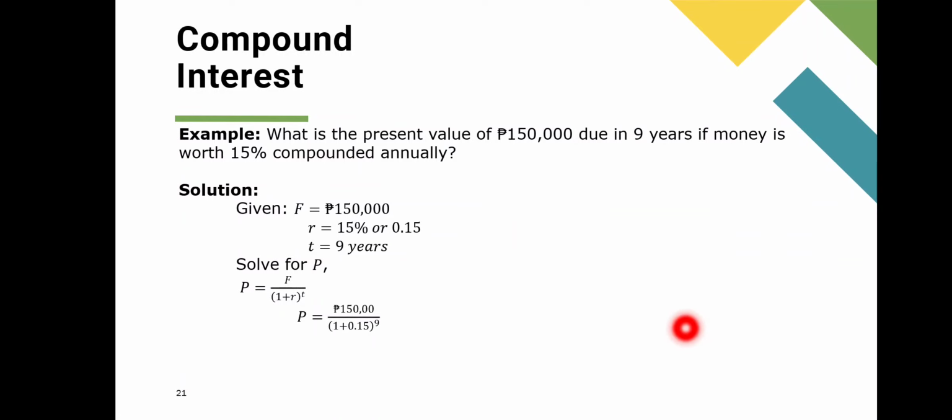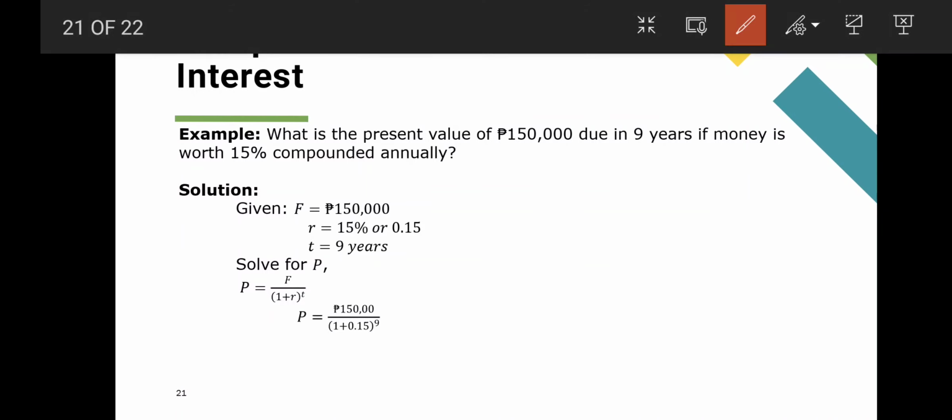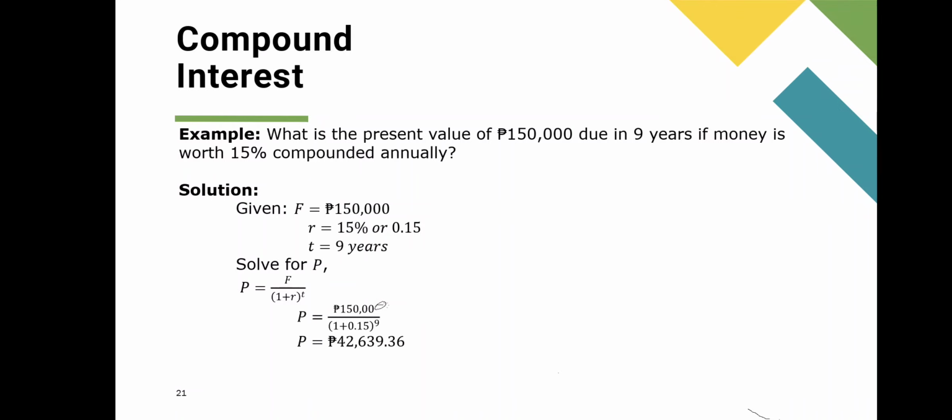Okay, we need one more zero here. So there should be one more zero here. That will give you 42,639.36. Therefore, we can say that the present value is 42,639 pesos and 36 cents.